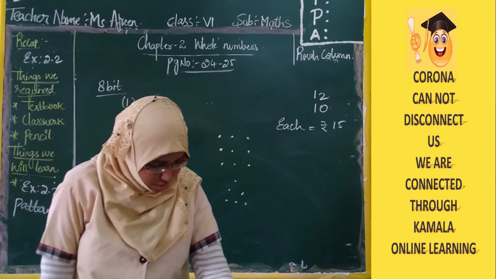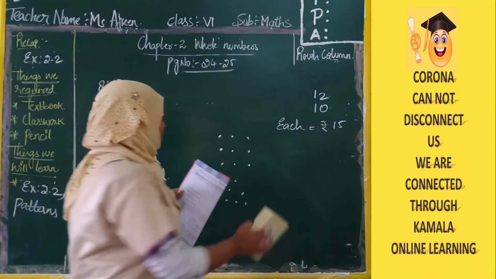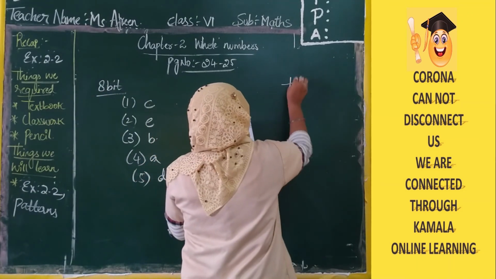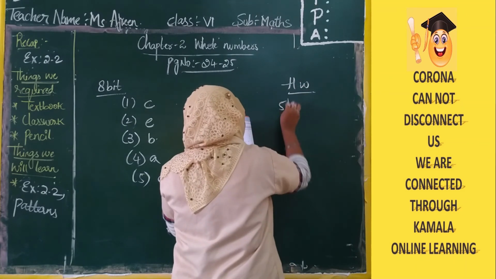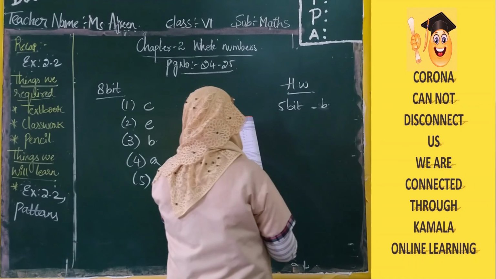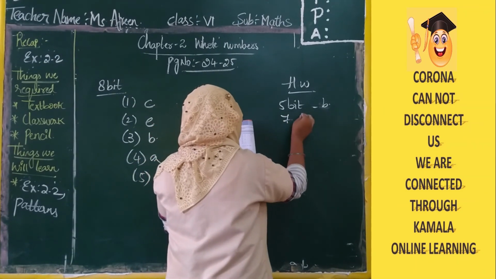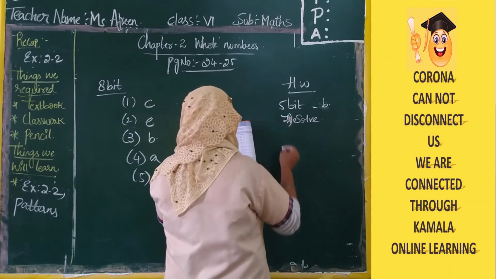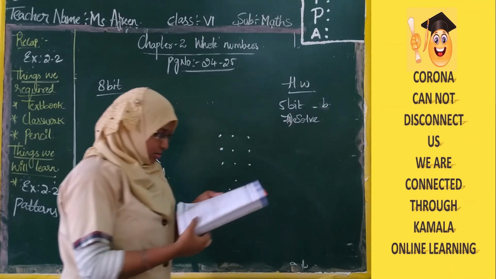Once again I remind you your homework. Your homework is from 5th bit, not first one, second one, D. 7th problem we are going to do. That's it, only 2, right?